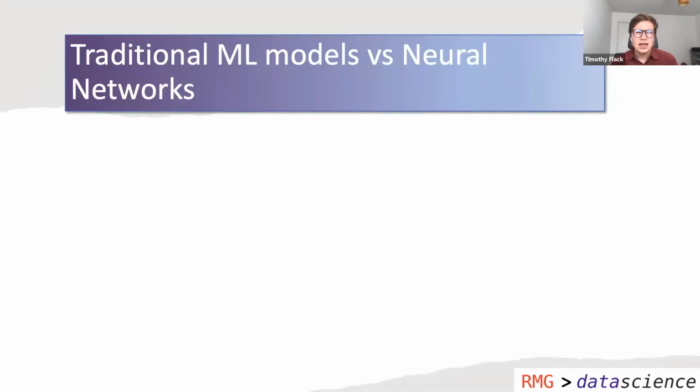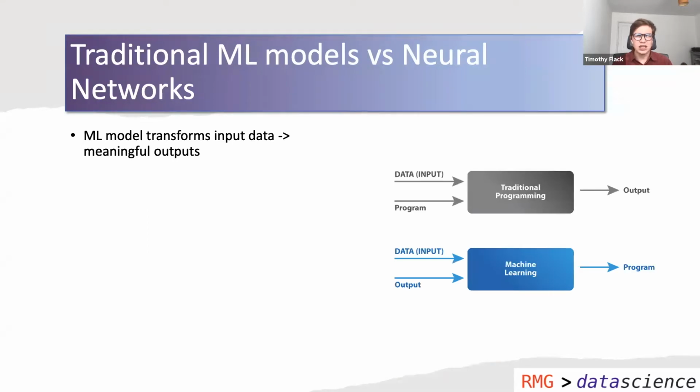Okay, so let's have a look at the difference between traditional ML models and neural networks. When I say ML, machine learning, what does an ML model do? It transforms its input data into some meaningful output. Here we can see a diagram on the right where we've got traditional programming, where we give it some input and a program, and we get some output. But what we're trying to do with machine learning is give it the input and some output and generate a program.